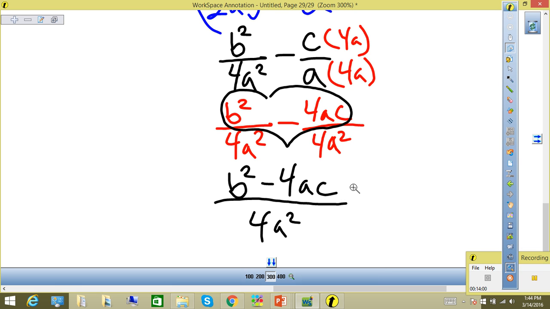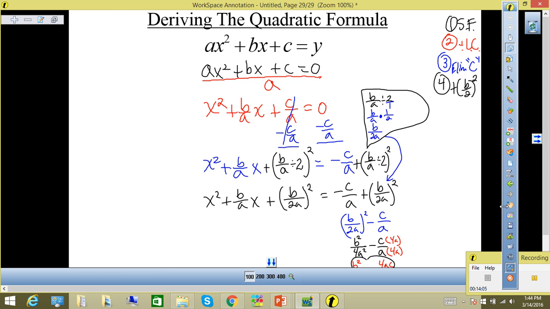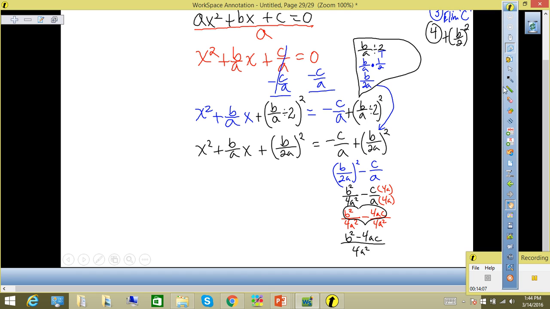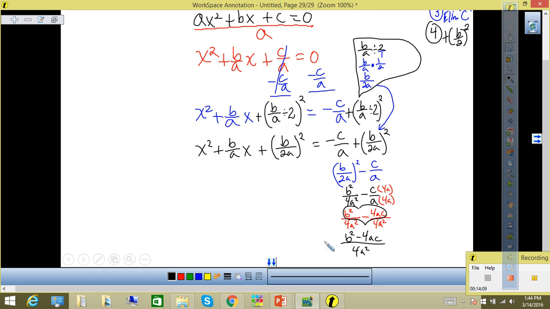Okay, let me zoom out. Okay, so bring down the equal sign and bring down this x squared plus b over a x plus b over 2a squared. So, next step, step number 5 is to factor.